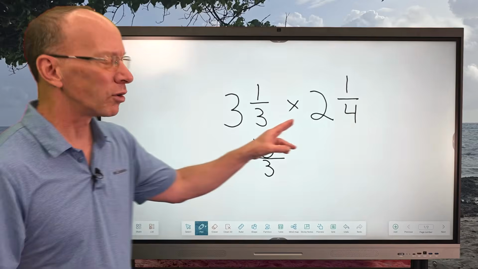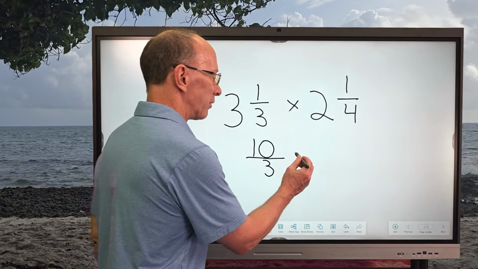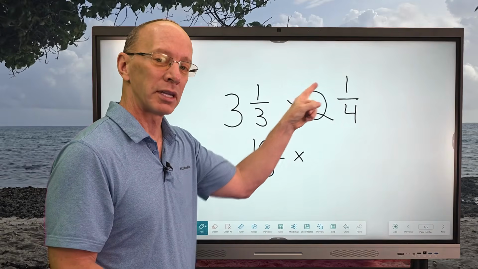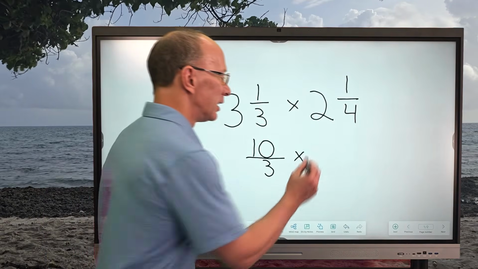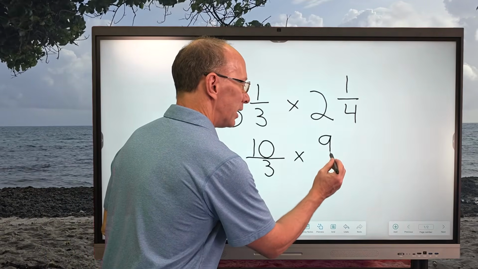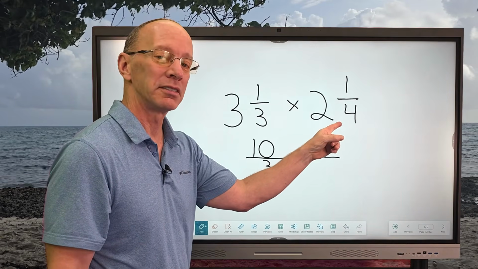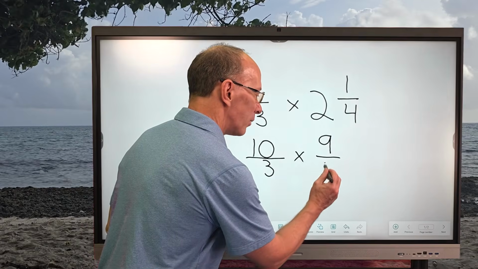All right, so now we're going to go over here and do the same thing right here. So we're going to take 4 times 2 is 8 plus the 1 is 9. So I'm going to take the 9 right here. And then what do I put down here? That's right, we keep the denominator the same. So we're going to put the 4 right here.